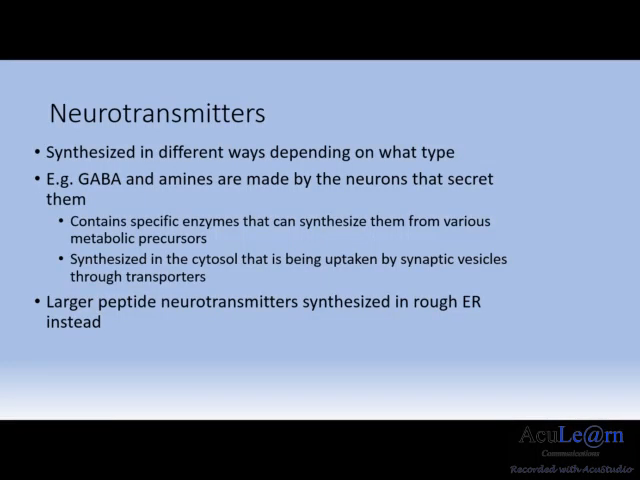Neurotransmitters are synthesized in many different ways. For example, glutamate and glycine are members of the 20 amino acids that are the basic foundation to build proteins. As a result, they are abundant across the cells in our body, including neurons. On the other hand, GABA and amines are made by the neurons that secrete them. These neurons contain specific enzymes that are able to synthesize them from several metabolic precursors.